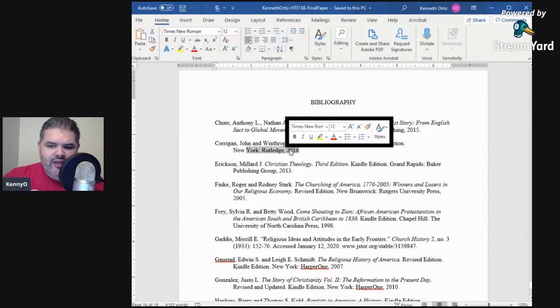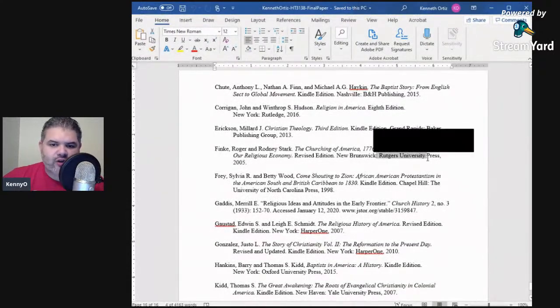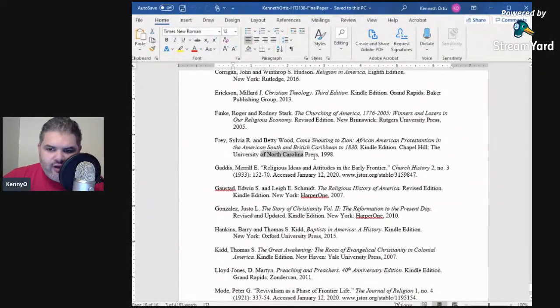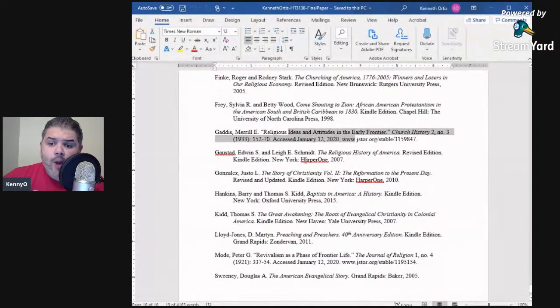So Routledge is acceptable. Baker Publishing Group is fine, as long as it's from the Baker Academic side, which this one is. This is Rutgers University Press, right? North Carolina Press. This is a JSTOR article. I'll talk about that in a second. HarperOne, these are actually not academic books, so I don't want to rely on these nearly as much, right?